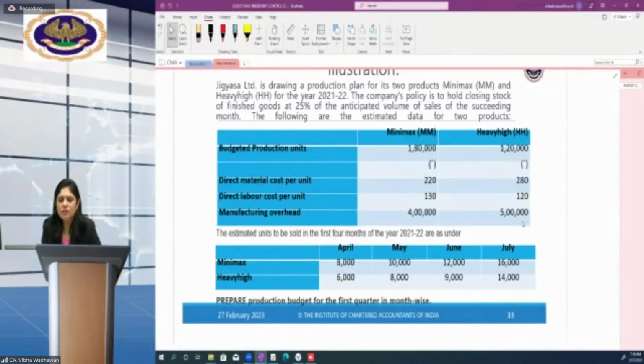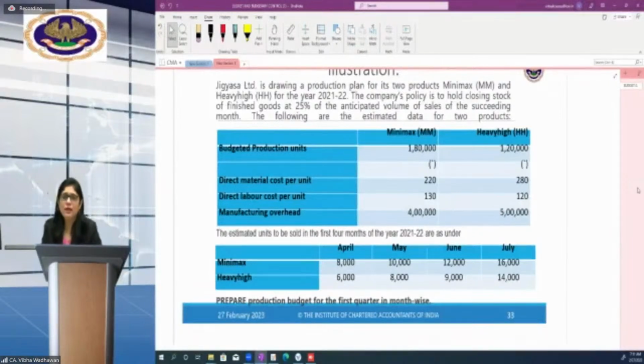So, a production plan for its two products, Minimax and Heavy High. There are two products for the year 2021-22. The company's policy is to hold closing stock of finished goods at 25% of the anticipated value of the sales of the succeeding month.